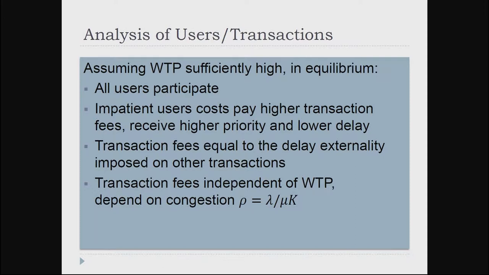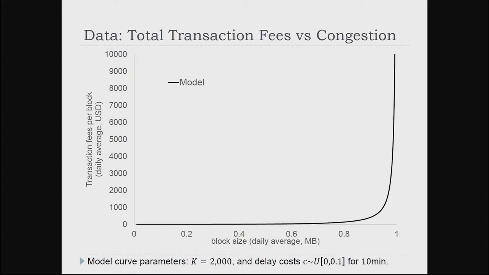So the transaction fees are going to be independent of the user's willingness to pay, but will vary with the congestion. So let me give you this graph of how the dependence looks. And it's a lot like the previous graph. If the congestion is low, users don't really care about how much priority they get, because they're going to get processed quickly in any case. If congestion approaches one, there's going to be a lot of delays in the system. And the marginal increase in priority can make a really big difference in how much delay you get. So therefore, I pay a lot. And the payments explode as congestion approaches one.